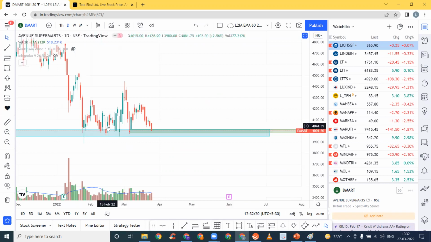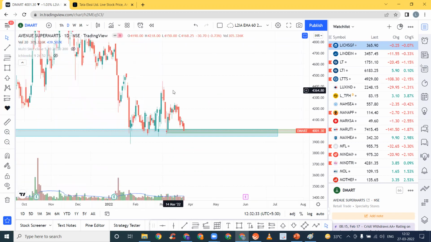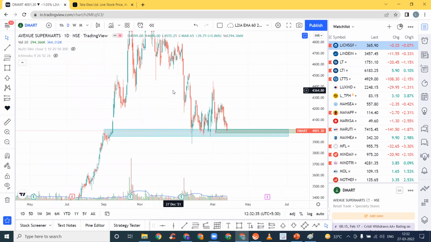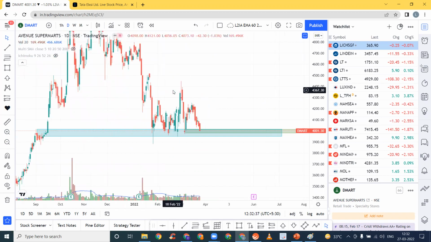See, 1, 2, 3, 4, 5, 6. Six times it has come at the same level. So it is finding a lot of support at this level and it is moving up further. Yes, sir. DMart is one stock you should accumulate at the right levels. You can see here it was a demand zone, and it came back to the same level. It went up and it came down at that level.